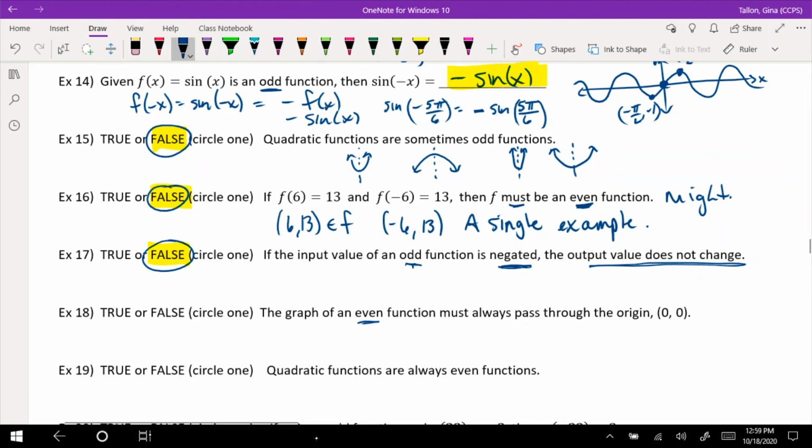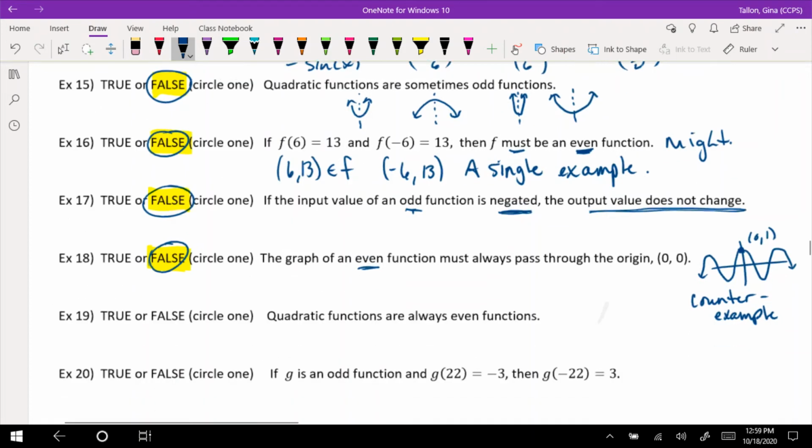Even function pass through 0, 0, that's not true. And what you can do is just give me a picture of something that's even. So I could give you a picture like the cosine function. Cosine function is even, but it does not pass through 0, 0. It passes through 0, 1. So this is what we call a counterexample. And it's one word. This is another false statement. You do not have to pass through the origin. You could, but you don't have to.